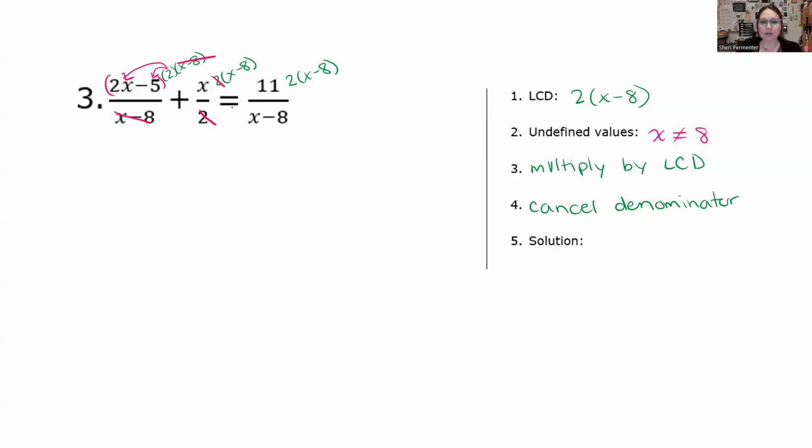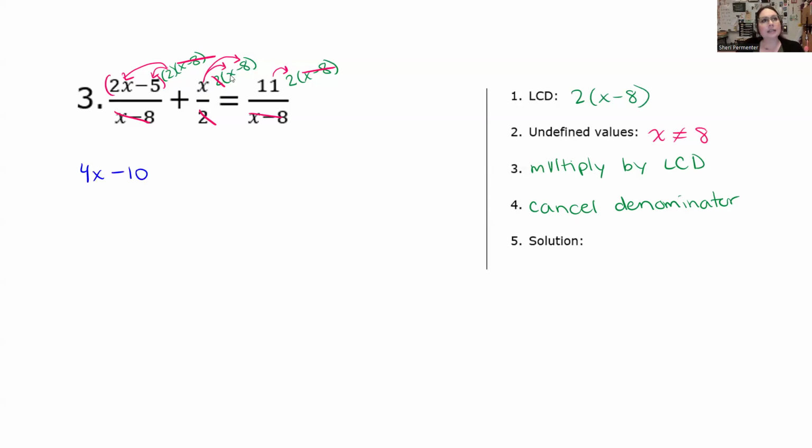but I still am left with the x minus 8, so I have to multiply these. And then for my last term, the x minus 8 will cancel, so I still got to multiply 11 times 2. So now I can go and rewrite. So for this first term, I have to multiply 2 times 2 makes 4x. 2 times negative 5 makes negative 10.